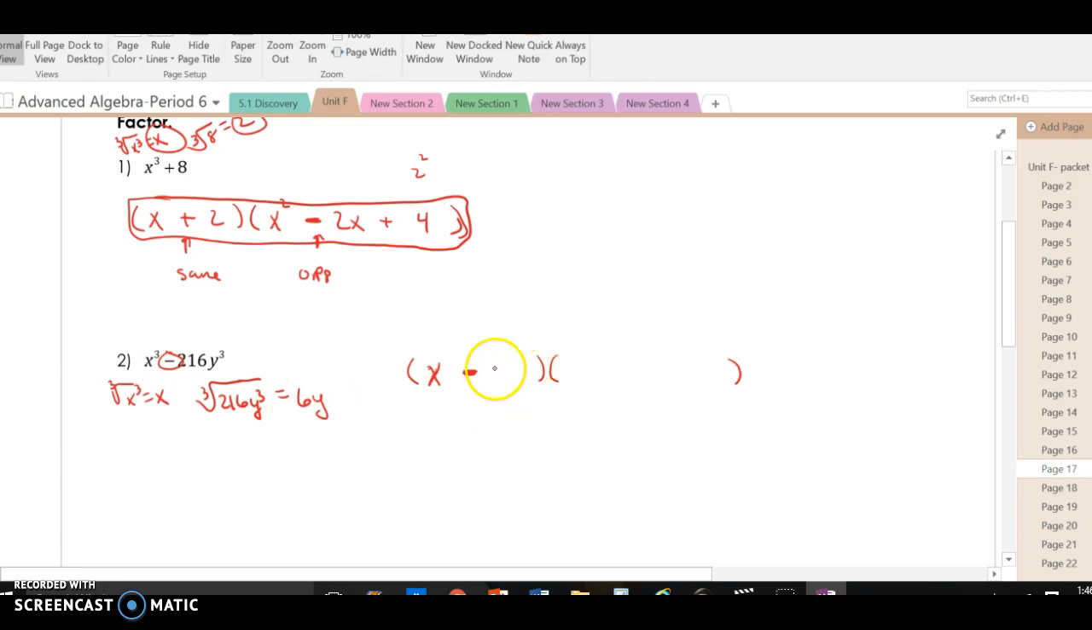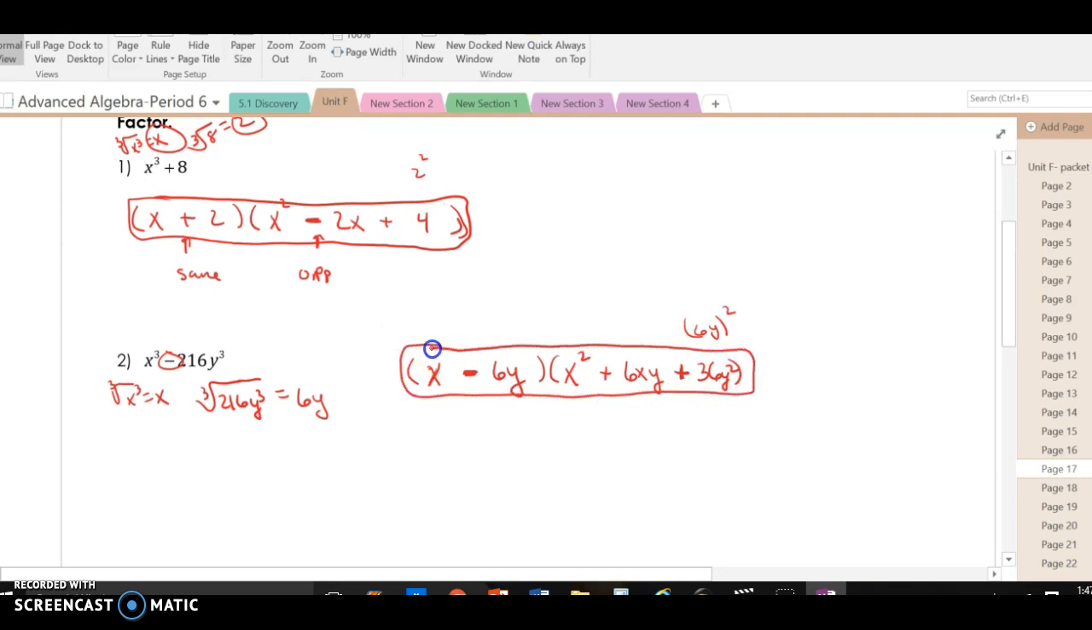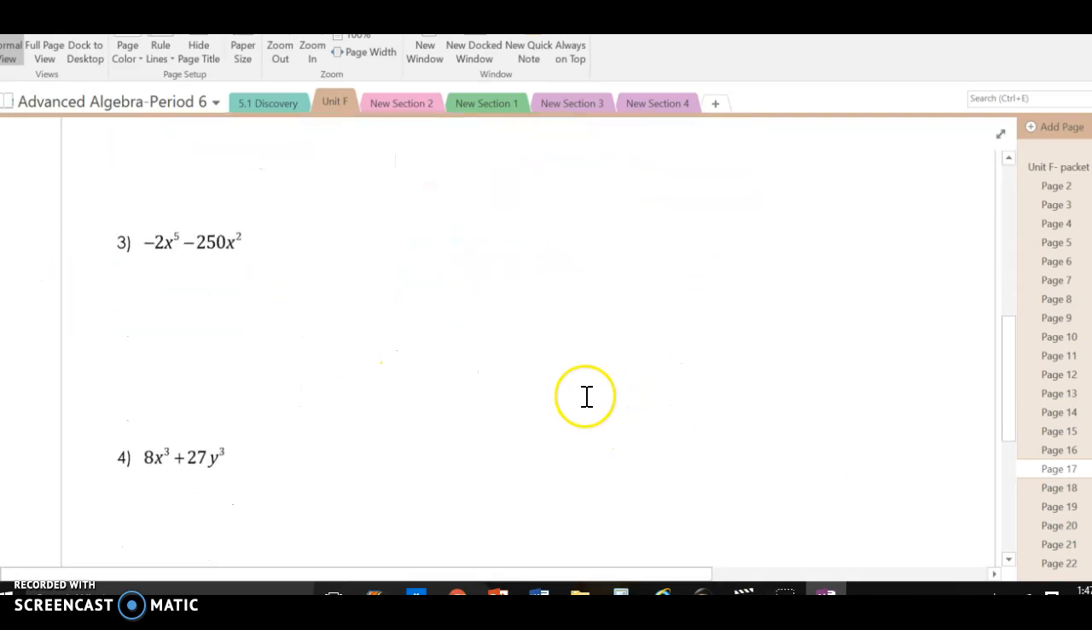The cube root of 216 y to the third is 6y. Then you take that x, you square it. The opposite sign, so if this is minus, you know you're going to add. Multiply the x and 6y together, you get 6xy. And this last sign is always addition. So what do you get here? 6y to the second. 6 squared is 36, y squared. And this is what you get. Remember, right, that if you were to multiply this back out, you would get what you started with.